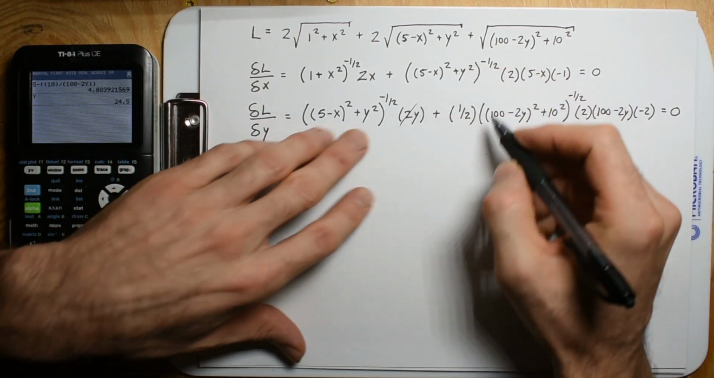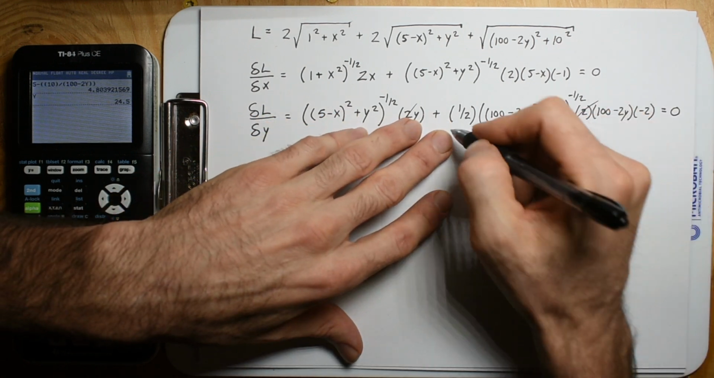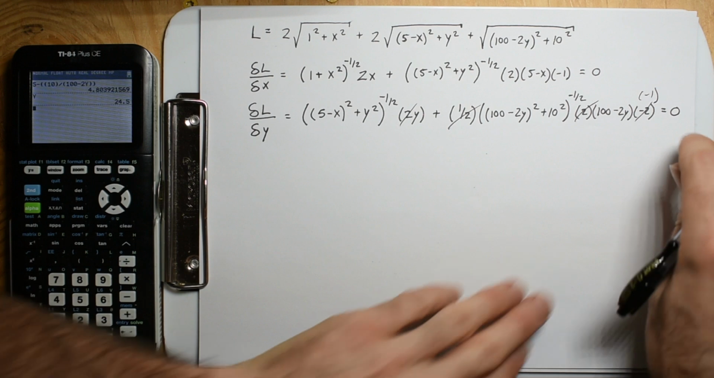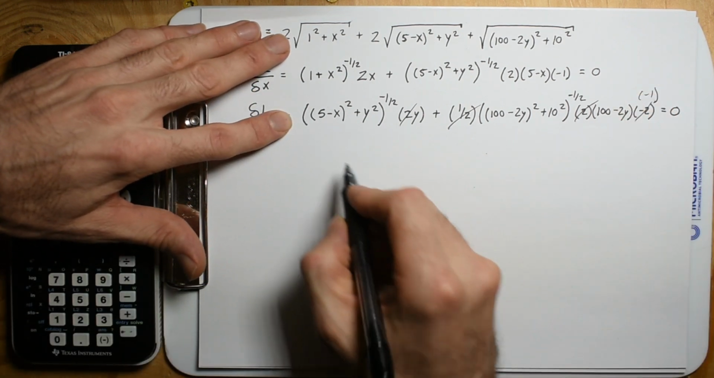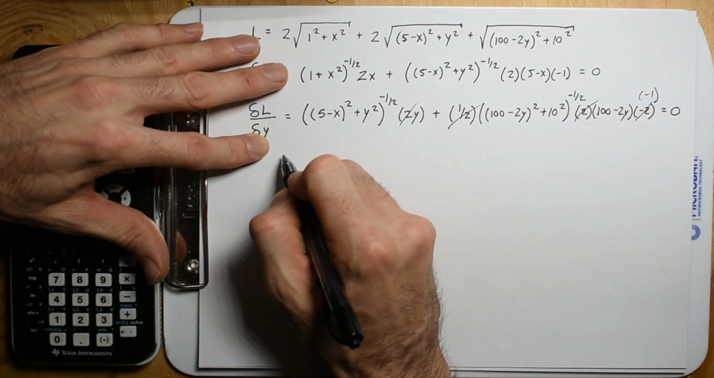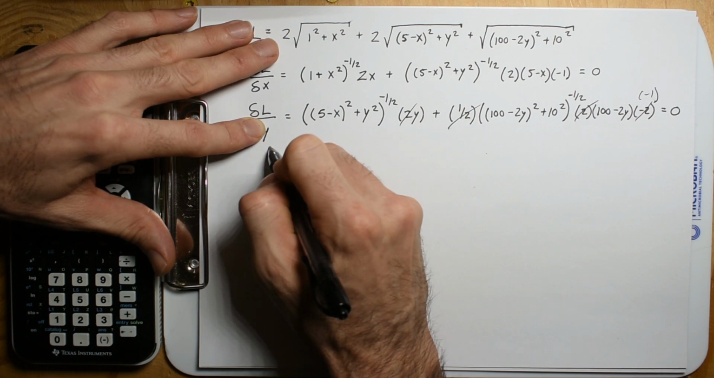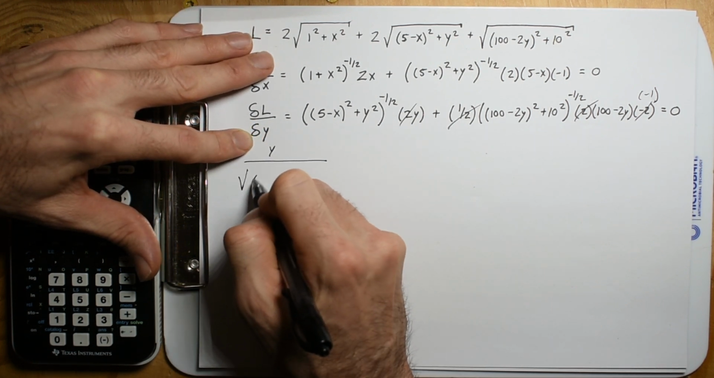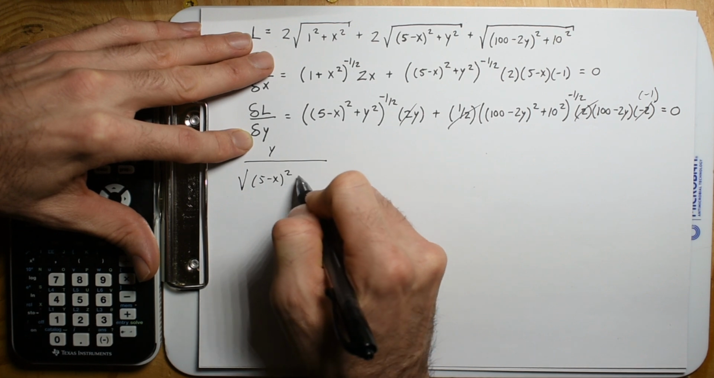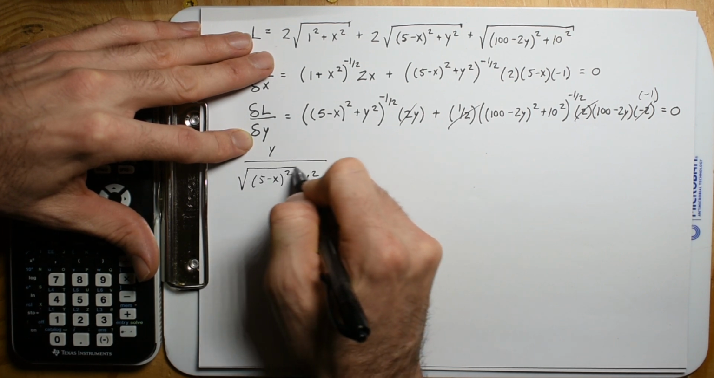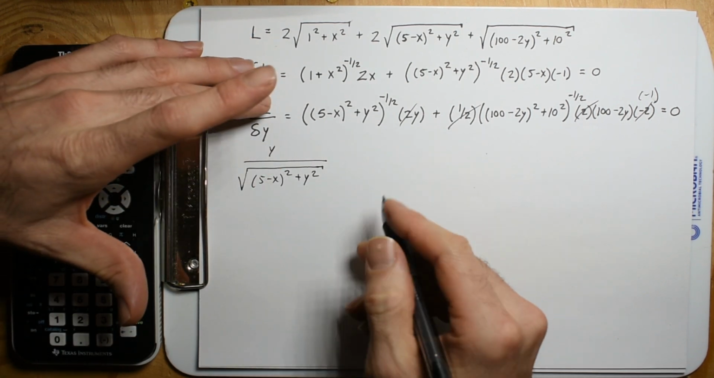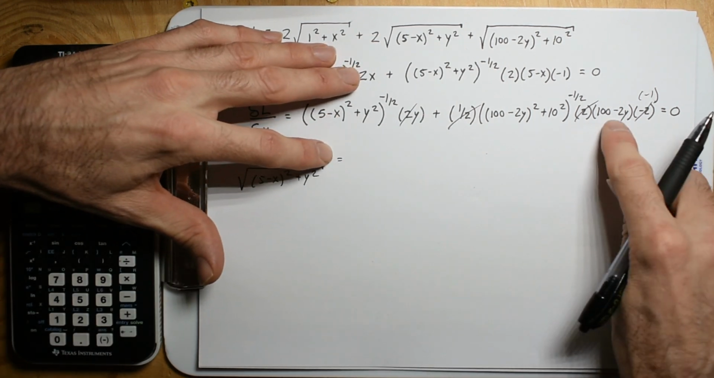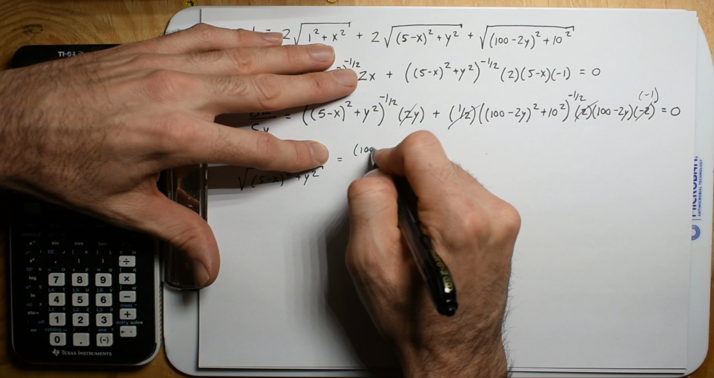So I can cancel out 2's from both sides. This half cancels that. This is a -1. When I get this over here, that -1 goes away. We're going to have y, and then we have the square root 5 minus x squared plus y squared. Maybe I can write a little bit sloppy, but still kind of hold it together.